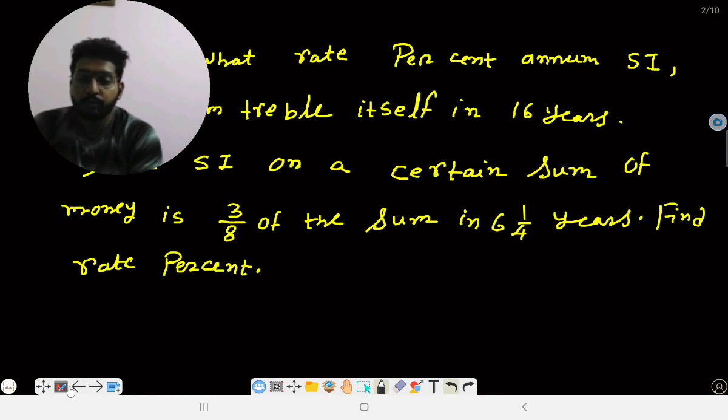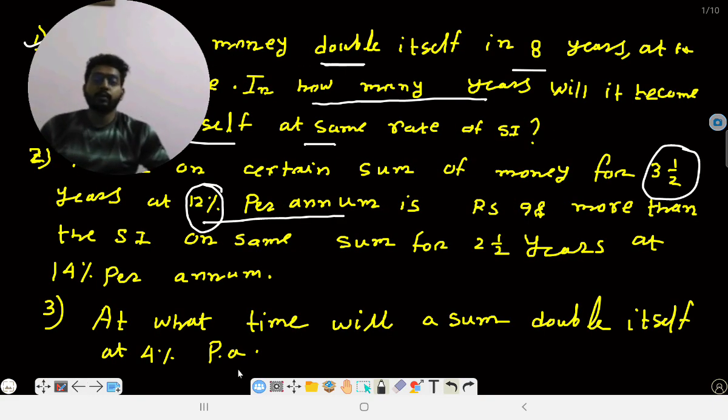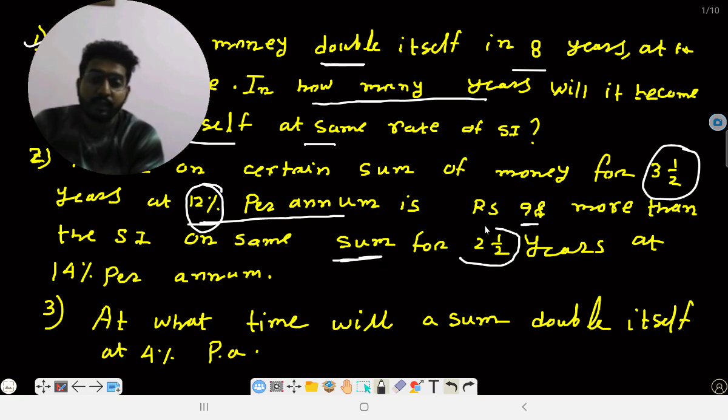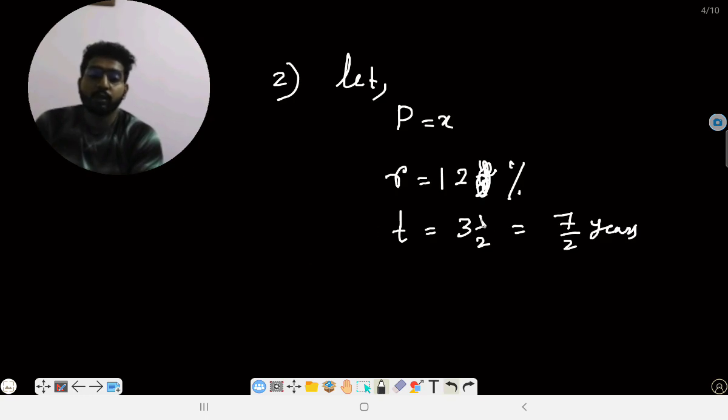Now, the SI on a certain sum of money for 3.5 years at 12% per annum is 98 more than the SI on the same money. Now there are two cases. In the first case we have to find the SI. The second case is the same money, that means the principal will be the same, but the time will be 2.5 years and the rate will be 14%. So this was case 1, and now case 2.